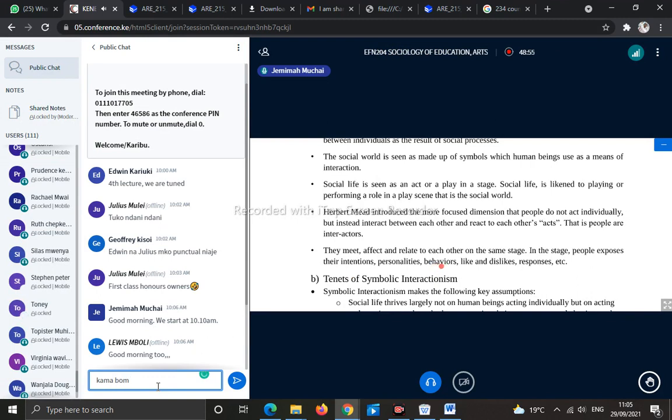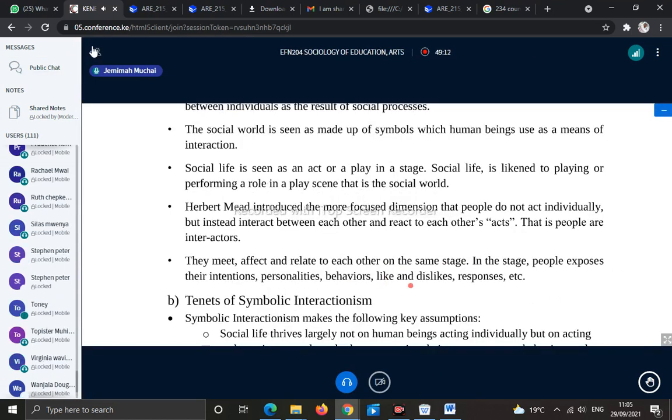And then behavior. We behave differently. We have come from different backgrounds. We have been brought up differently. And so the way we do things and the way we live and the way we act together with others is different. There are those things that we like. There are those things that we don't like. There are different ways we respond to the acts of others. So as we meet together, we affect each other, we relate to each other, we expose all this.